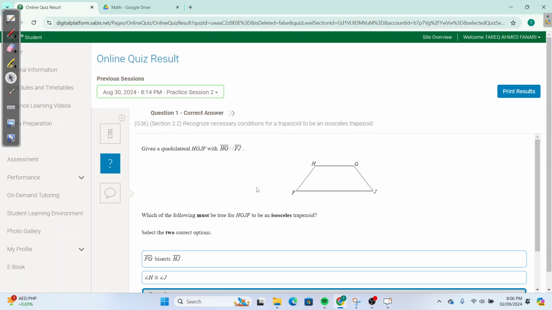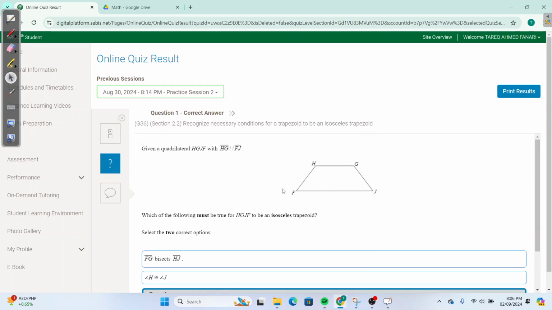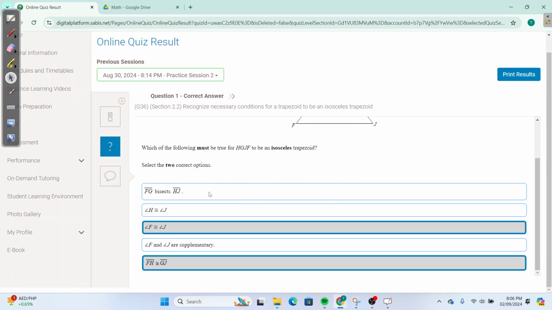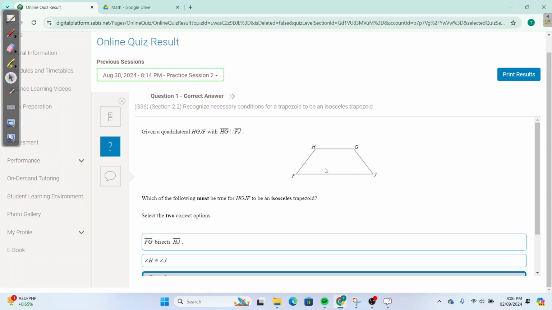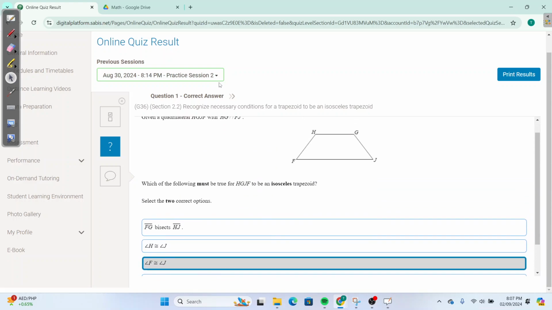It's just multiple choice. So which of the following must be true for HGGF to be an isosceles trapezoid? This is memorization. Angle F is congruent to angle J. Yes, base angles in an isosceles trapezoid are congruent. And FH is congruent to GJ, the lines. Yeah, these two lines have to be congruent and these two have to be parallel. That makes it a general trapezoid.